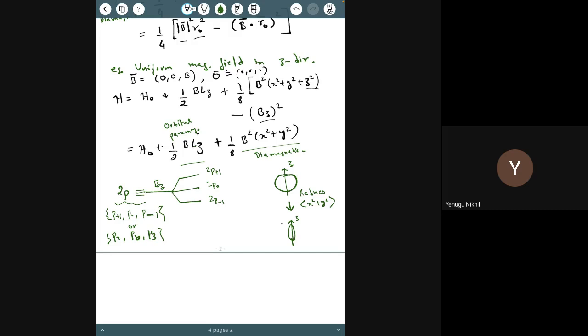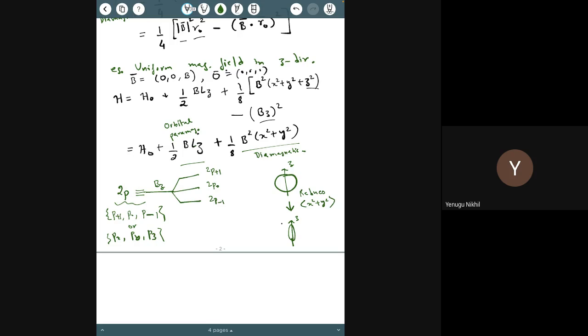You can think of it like this: the field, B, induces a precession of the electrons about the field. Okay, and this precession generates an induced magnetic moment, and this induced magnetic moment interacts with the field and raises the energy of the system.